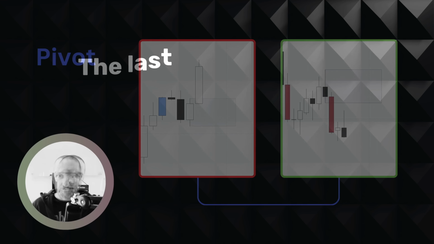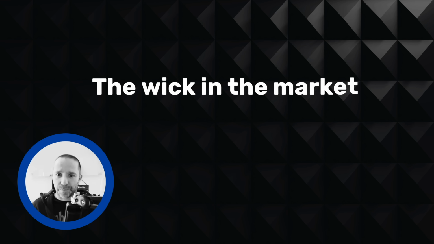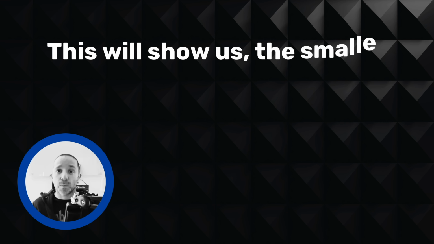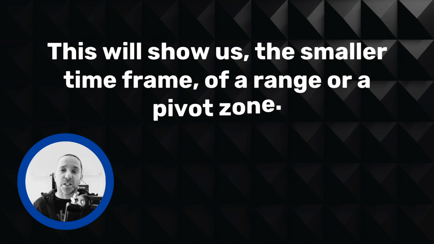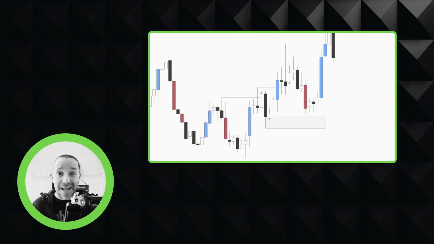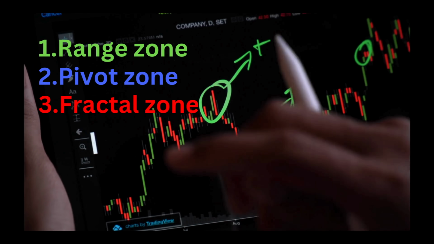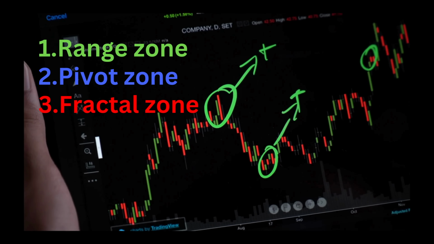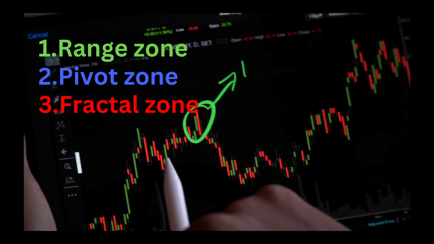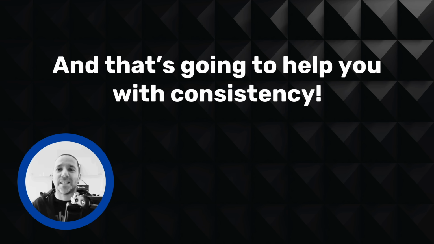of supply and demand. And the last type that we look at is what we call the fractal zone. Now, the fractal zone will be coming off the wick in the market. Very often this will show us the smaller time frame of a range or a pivot zone. When you're trading a fractal zone, very likely you're not always going to get entered into that trade. What I suggest is that you stick with one of these three types of zones and you trade them and nothing else. Don't jump between the range, the pivot, and the fractal. Stick with one. That's going to help you with consistency.